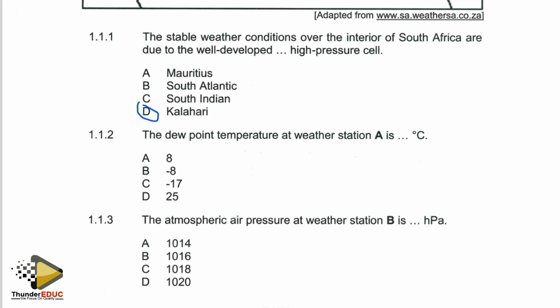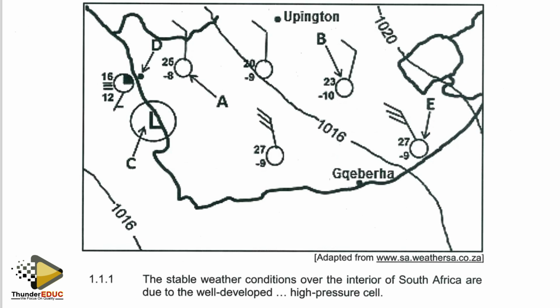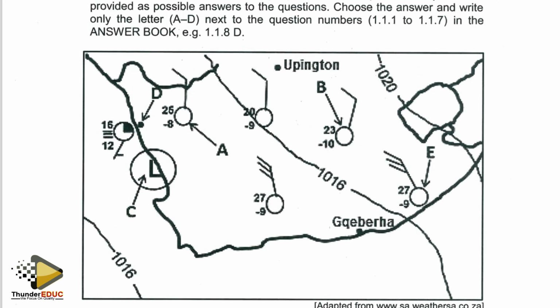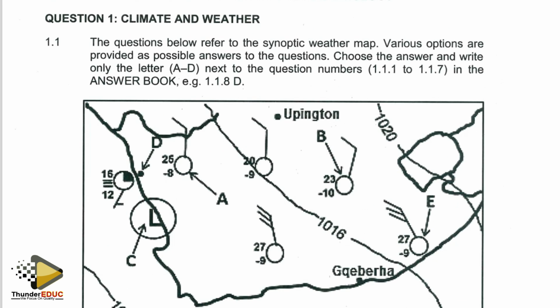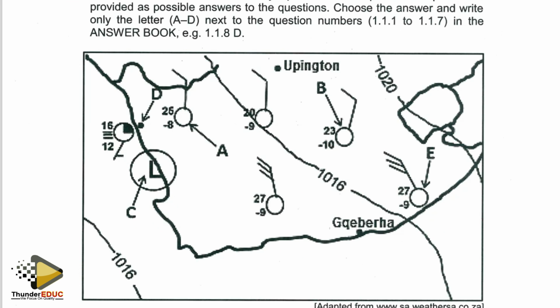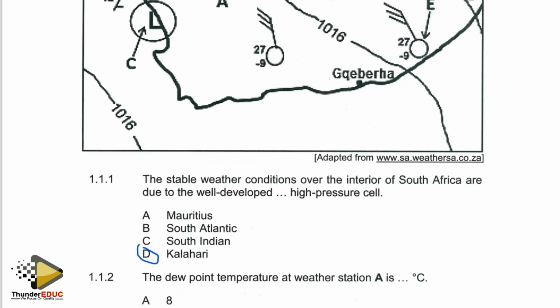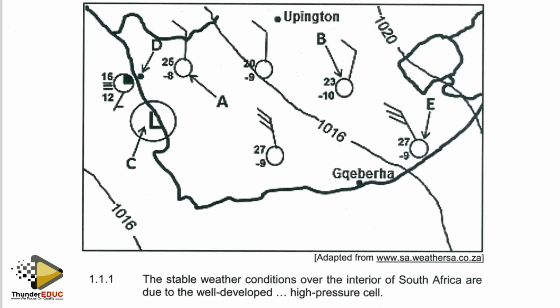The dew point temperature at weather station A. If we check weather station A, you tend to find that it is located here, over the interior, close to the extreme west coast. So the dew point temperature, we are talking of the presentation of temperature on the synoptic weather map. We have two temperature readings, the one on top and the one at the bottom, meaning we have the air temperature, which is the maximum temperature, and the dew point temperature, which is the minimum temperature.